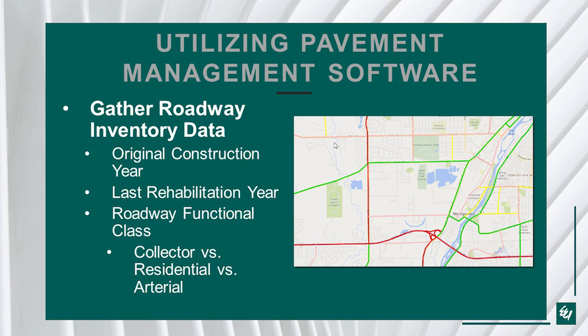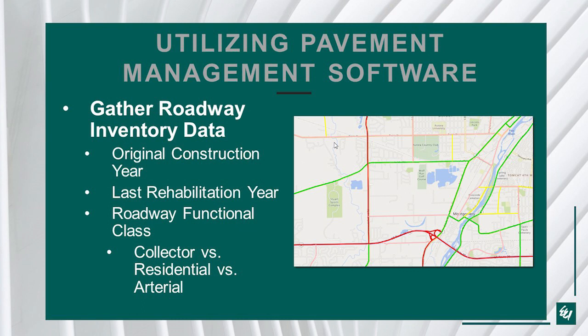Why those are important: it's nice to know when the road was originally constructed and what has been done to the road throughout its life cycle. Is this the fourth or fifth time you're resurfacing it? Is it the first time? Has it been reconstructed in the past? The last rehabilitation year is important so that you can understand when it was last resurfaced or rehabilitated, and then compare that to the PCI to determine if what you've been doing in the past is getting the lifespan that you would have expected.